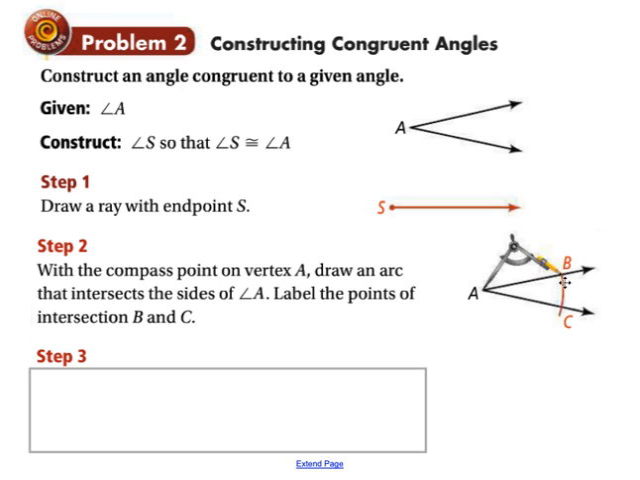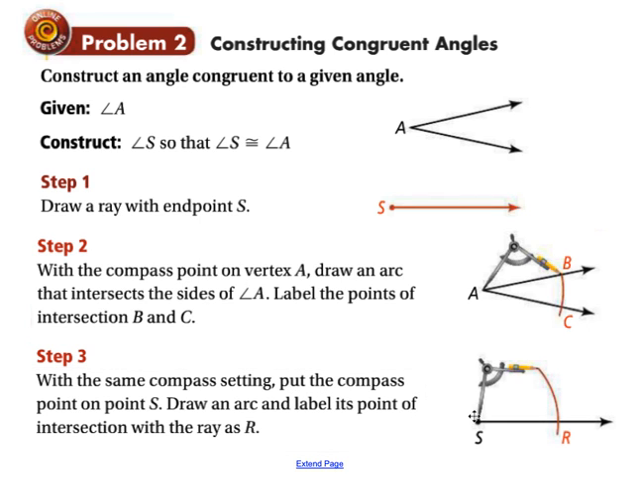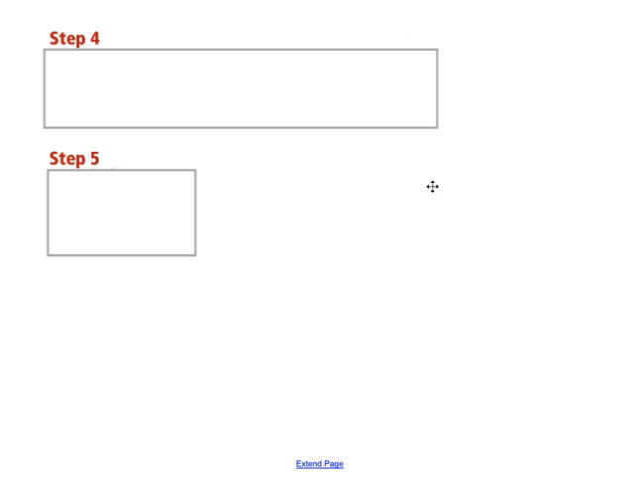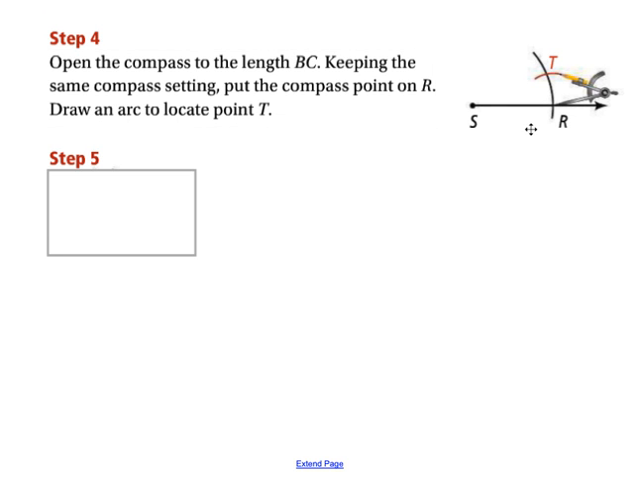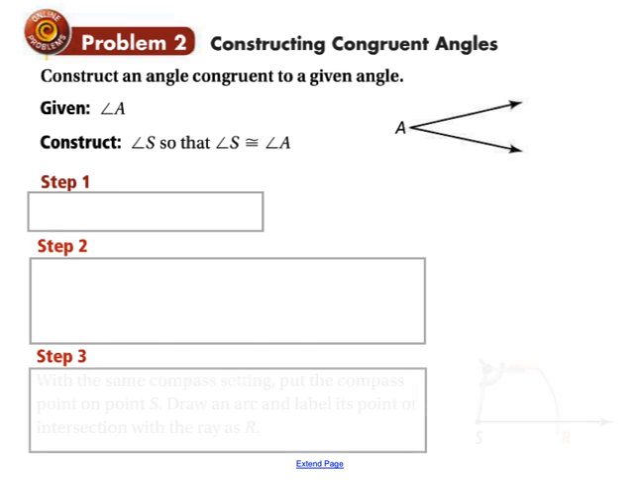Now keep that same distance on your compass. Don't let that change. You're going to move your compass now to point S on ray S. So you're going to have the pointed end on S with that same distance, and you're just going to swing an arc above ray S. Where that crosses the ray, you're going to label that point R. Then for step 4, you're going to open your compass. I'll go back to this one so you can see it.